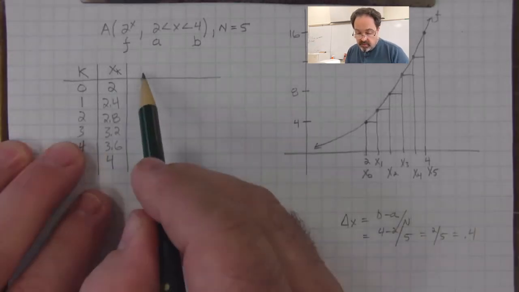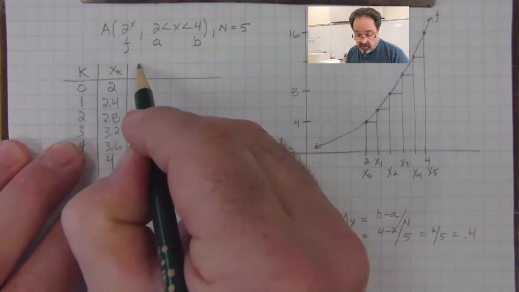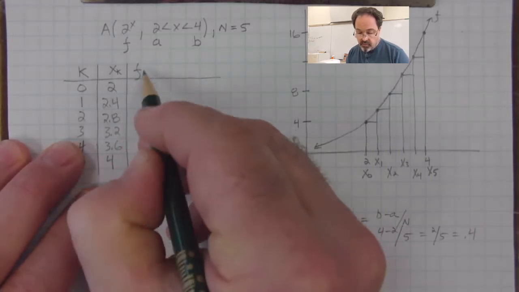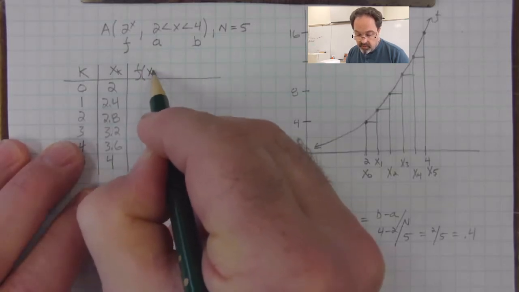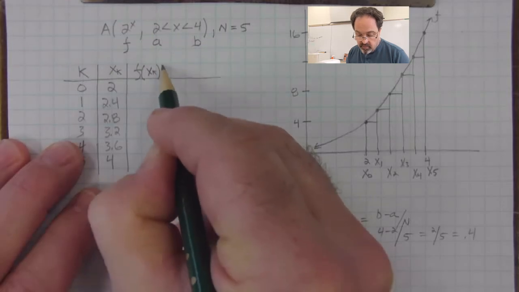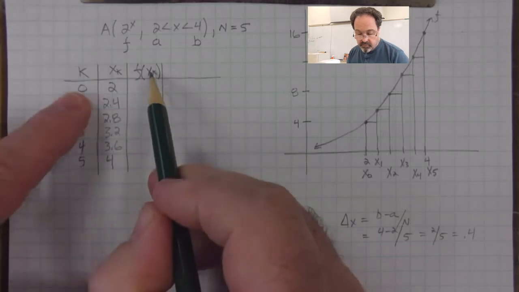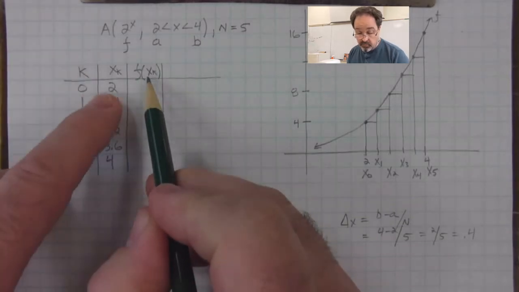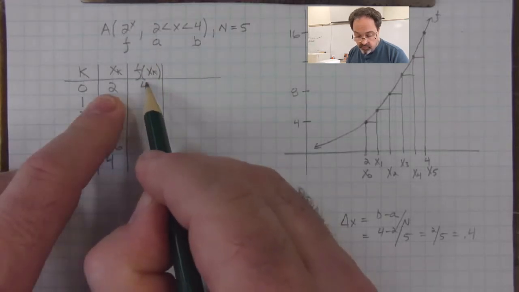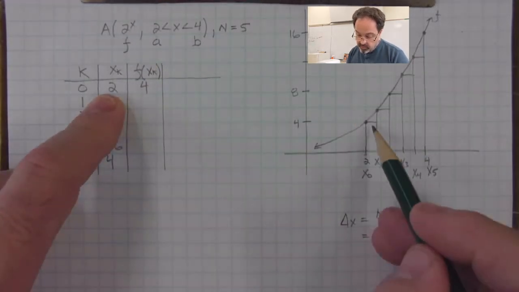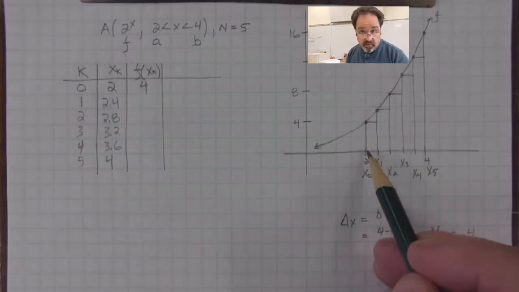The next thing in my table that I want to show is the heights of those rectangles. In general, I could call that f when I put x sub k into it. If I put the first k value of 0, which is an x value of 2, into my function, then I get 2 squared, and that's 4. That produced the height of 4 here, which is the left side of the first rectangle.